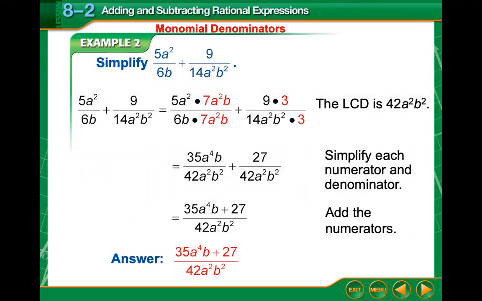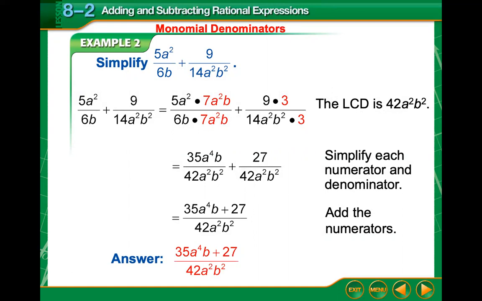Example 2, we have 5a squared over 6b plus 9 over 14a squared b squared. So we're going to find the least common denominator. For the first fraction, we need to multiply by 7a squared b on the top and bottom. And for our second fraction, all we need to do is multiply by 3. So when we do that, we get 42a squared b squared as the LCD.